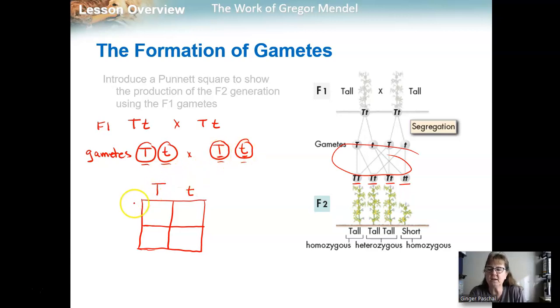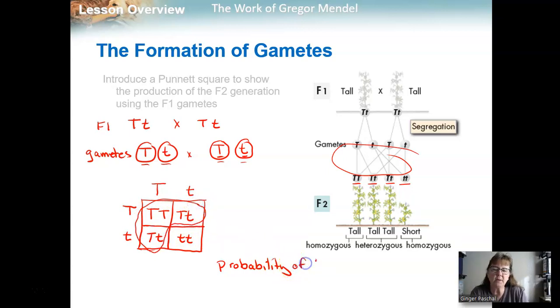Then we're going to take this second individual, and we're going to put their gametes down the side, and we're going to fill this in just like a multiplication table. And this will show us all of our possible offspring. So the probability of getting tall, we can see here that these individuals will be tall. The probability of tall is a 3-to-1.